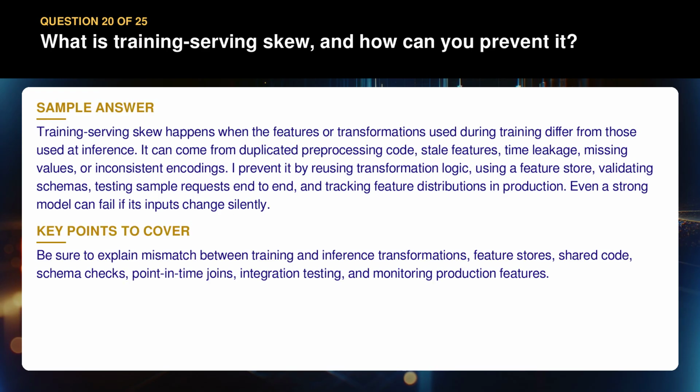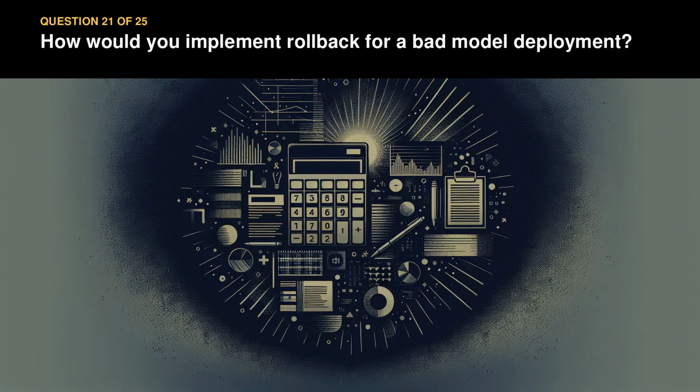Be sure to explain mismatch between training and inference transformations, feature stores, shared code, schema checks, point-in-time joins, integration testing, and monitoring production features. Question 21. How would you implement rollback for a bad model deployment?